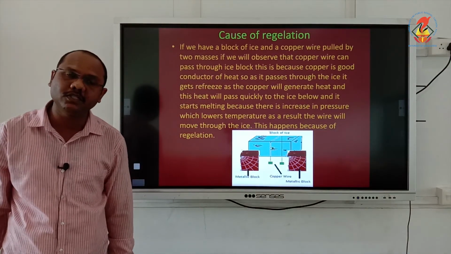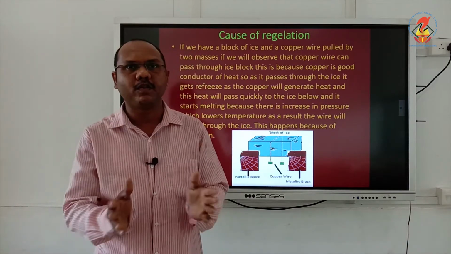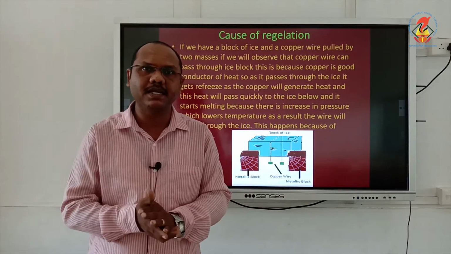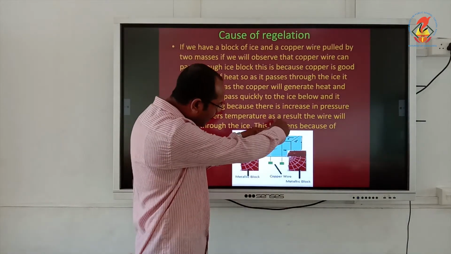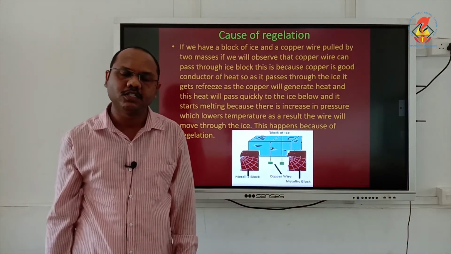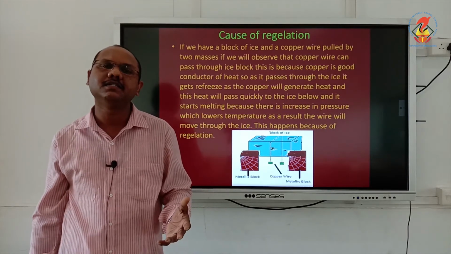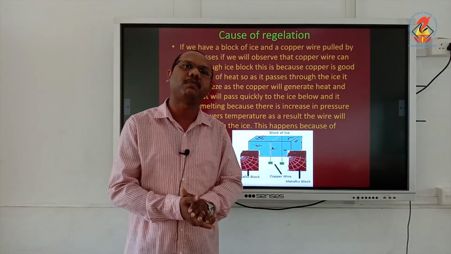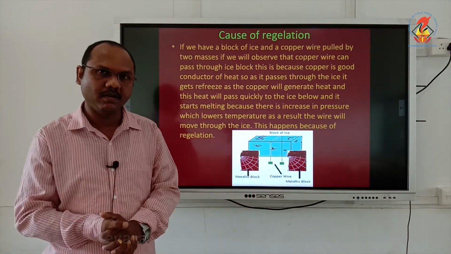So what happens to the ice? You will think ice will become two parts, right? Because the copper wire is passing through the ice, the ice is melting, and the wire is falling down. So the ice will become two parts, that is what we think. But ice will not split into two parts, ice will remain as a single piece itself. Why?